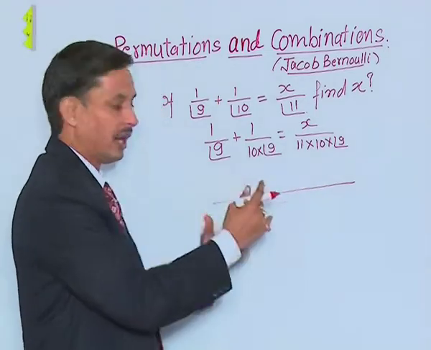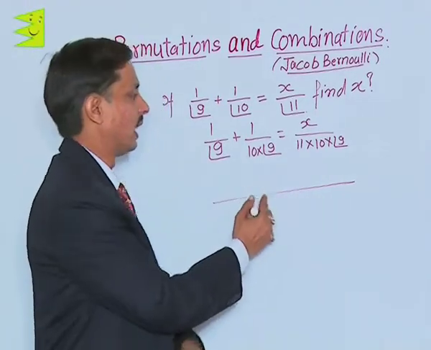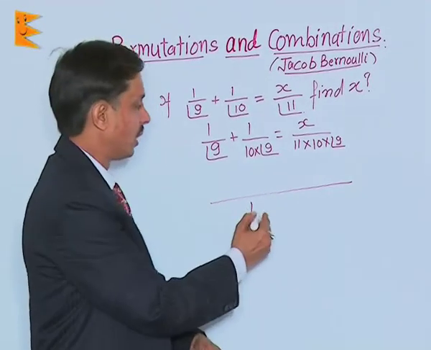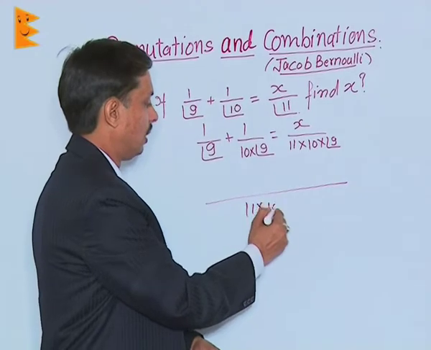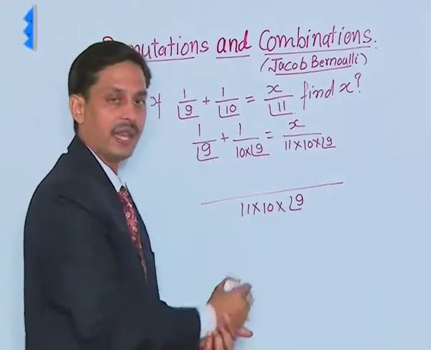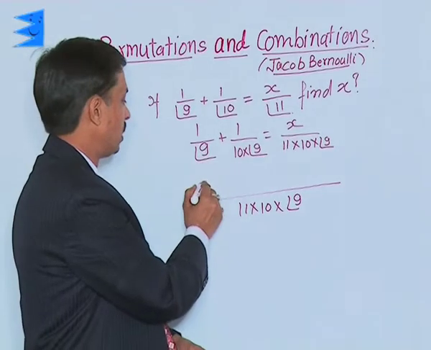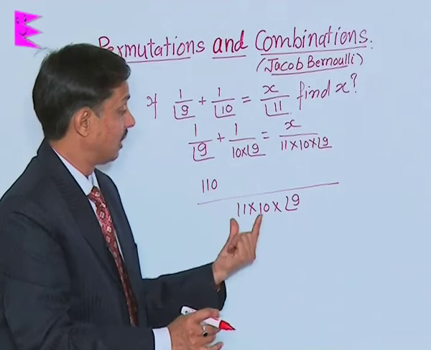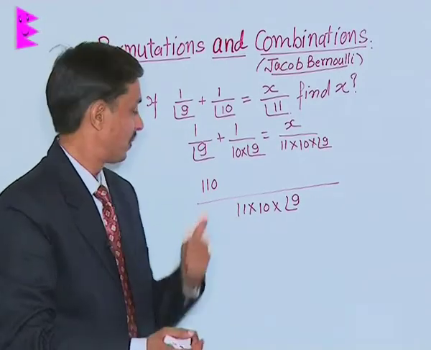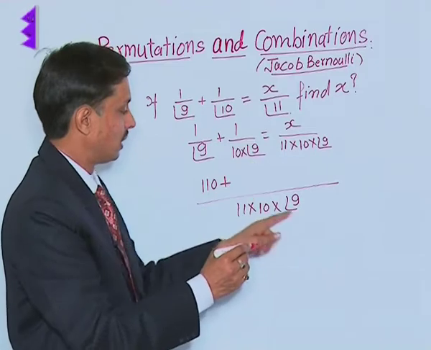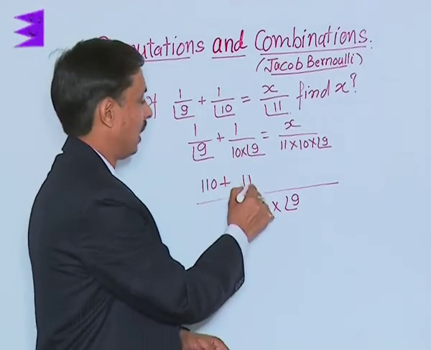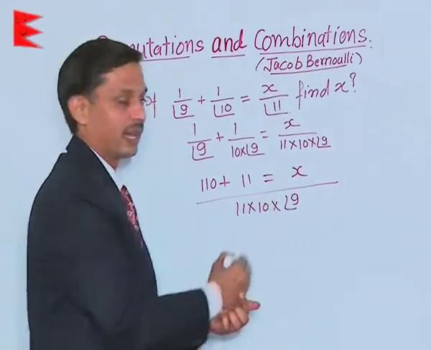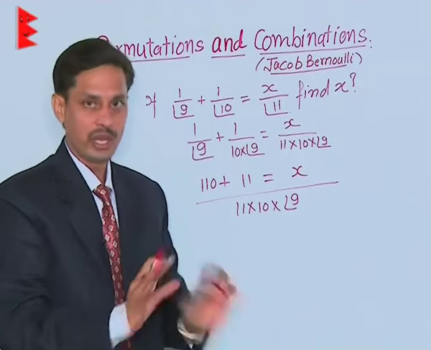After doing this, it helps you in taking the LCM. In order to clear the denominators on both sides, I am multiplying by 11 into 10 into factorial 9. So what result is coming? The first term becomes 110, because factorial 9 and factorial 9 get cancelled. What is left is 11 into 10, that is 110. Plus, the second term, when this gets cancelled, what is left is 11. And it is equal to x, since the entire denominator is cancelled.